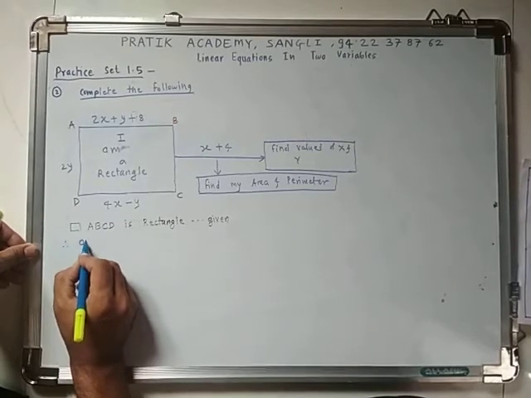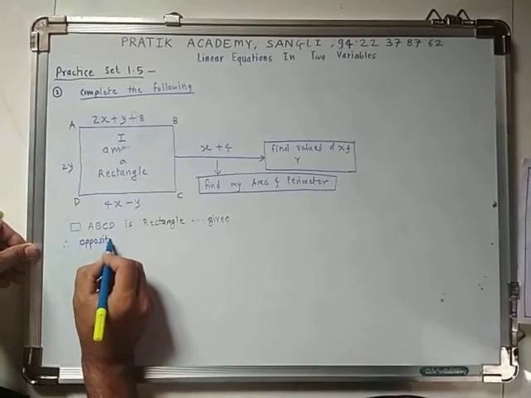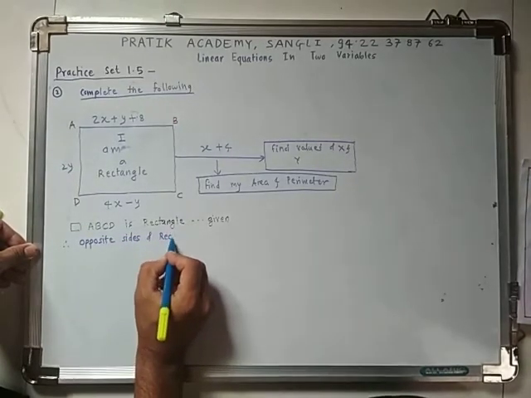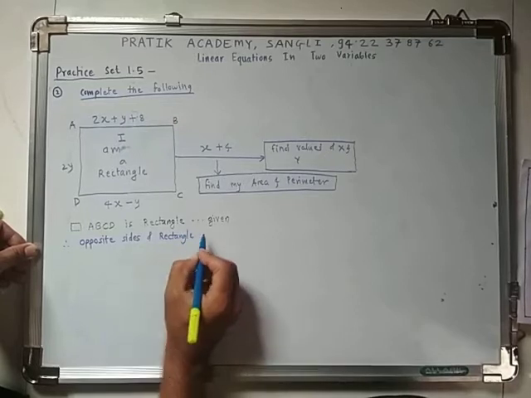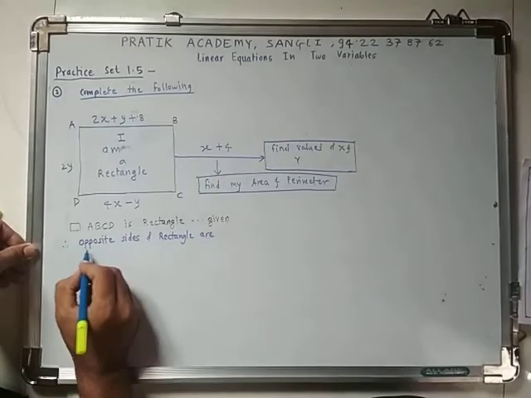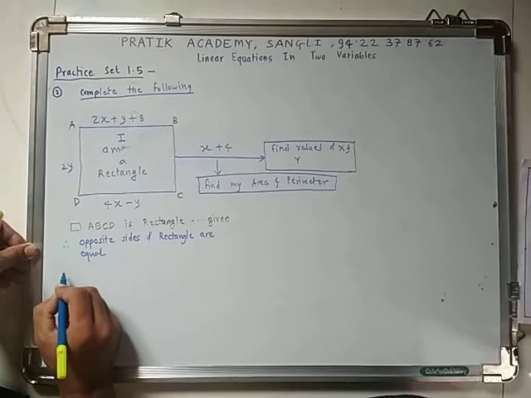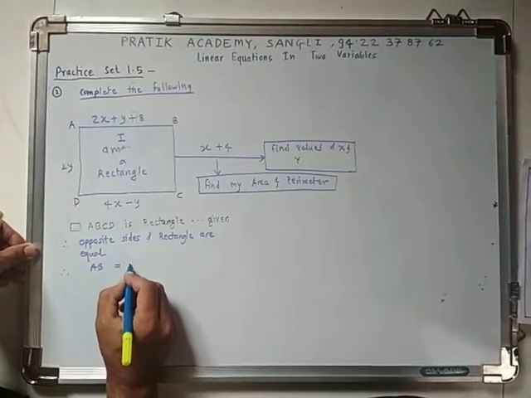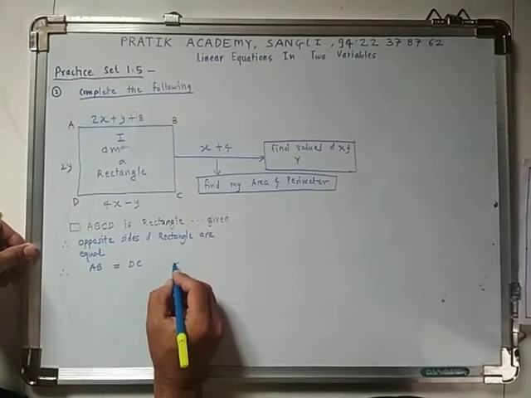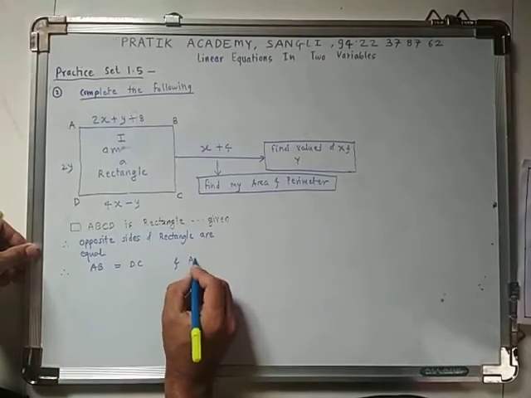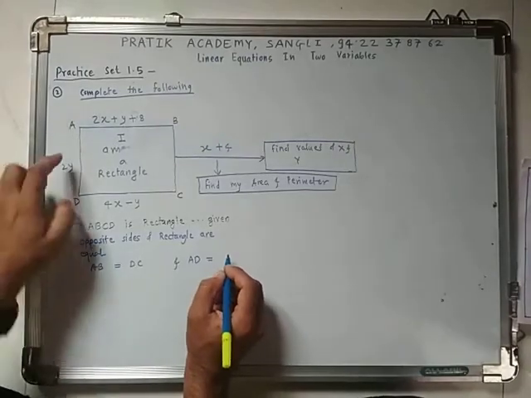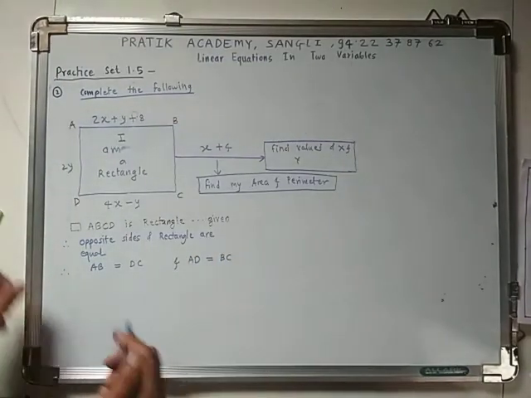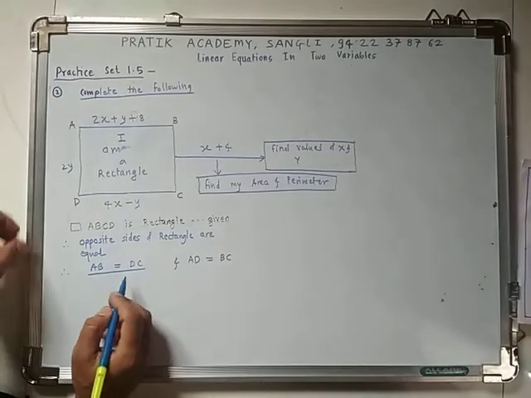Therefore, opposite sides of a rectangle are equal. Therefore length AB is equal to DC and length AD is equal to BC. Okay. Now from this condition, what will we get?